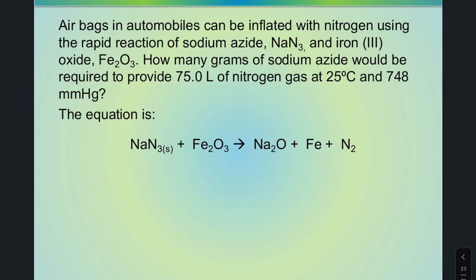So this is a true fact. In airbags, airbags are inflated instantaneously with nitrogen gas by using this compound called sodium azide. Sodium azide is a poison, but it is also used as a way to inflate gas really quickly because it releases a lot of nitrogen gas all at once. And so, how many grams of sodium azide would be required to provide 75 liters of nitrogen gas at 25 degrees Celsius and 748 millimeters of mercury?